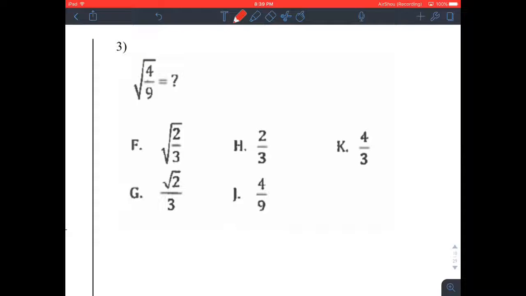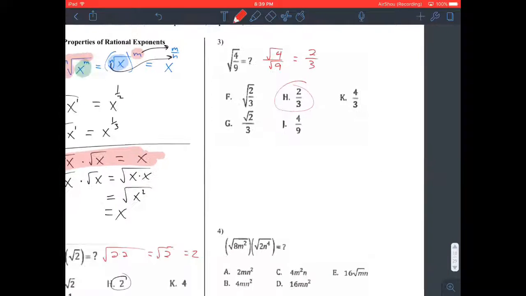Number 3, when you're square rooting a fraction, you square root the top and you square root the bottom. Square root of 4 is 2. Square root of 9 is 3. So the answer is 2 turds. I didn't misspeak. I said turds. You heard me.